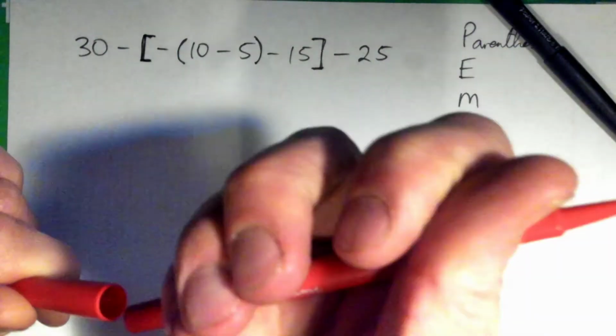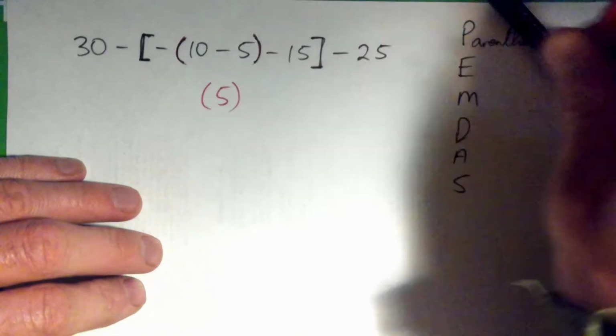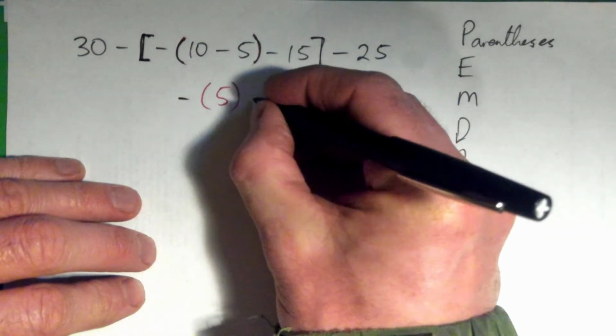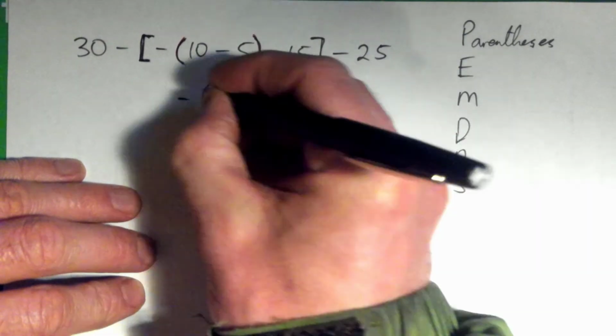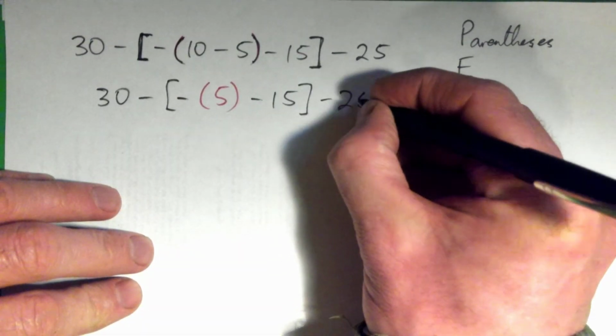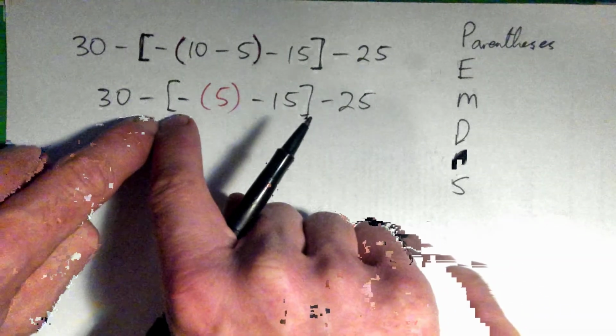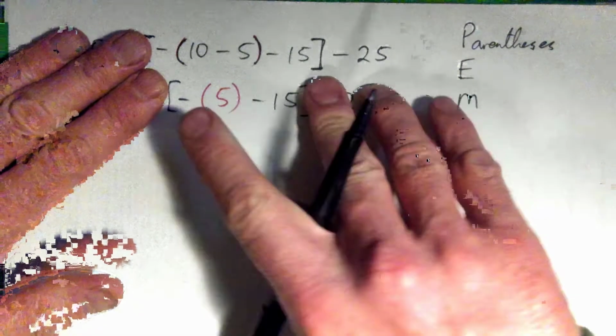So 10 minus 5 gives us 5, right, from that guy. And then we just write it all out again and keep going. It's good to write it out so you're not making mistakes, because if you make one mistake in math, then the whole thing is wrong. Going from left to right again, we find the square brackets. Inside there, negative 5 minus 15.